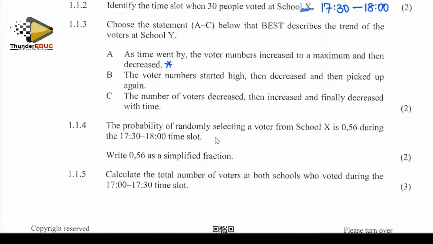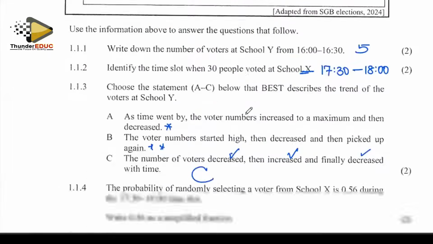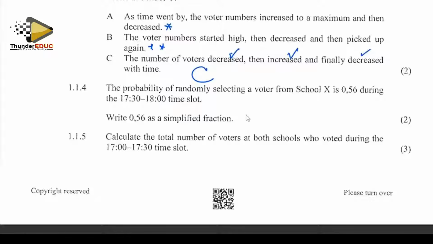The voter number started high, then decreased, then picked up again. Okay, this is at least. The number of voters decreased, then increased, and finally decreased. This is the best answer. As you see it, there's a decrease here. It goes down. Then they increased. Again, they decreased. That's what I was looking for. Decreased, increased, and finally decreased.